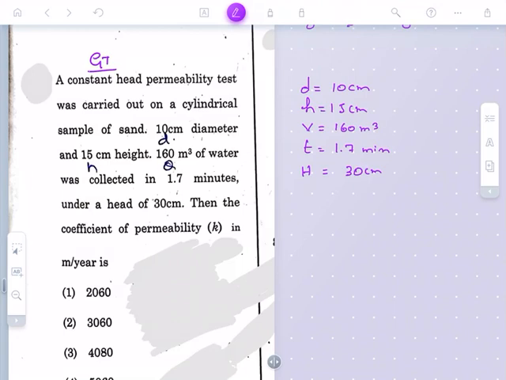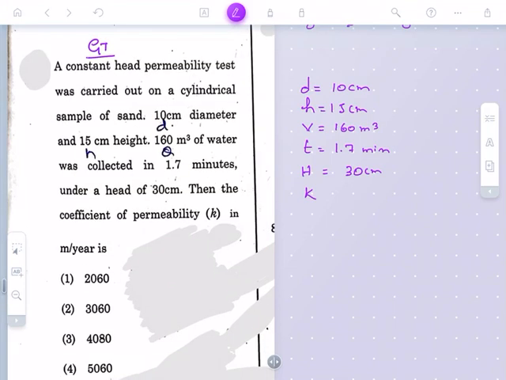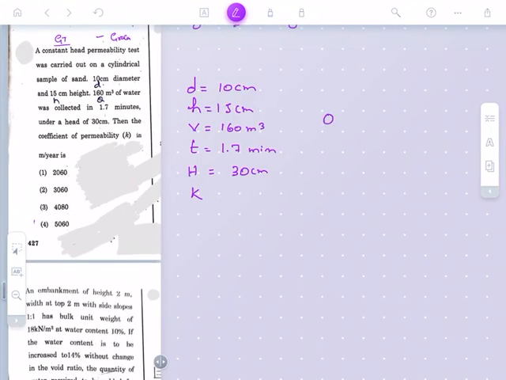They are asking us to find the coefficient of permeability, that is K. See, if you find it with the help of these formulas, of course all 4 answers given in the options are wrong. This is also one more grace question. I'll just explain how to solve this question. It is very simple. With the help of this data, I can calculate the value of Q. Q is equal to V by T, where V is 160 meter cube and T is 1.7 minutes, so in terms of meter cube per minute. Head is given as 30 centimeter.